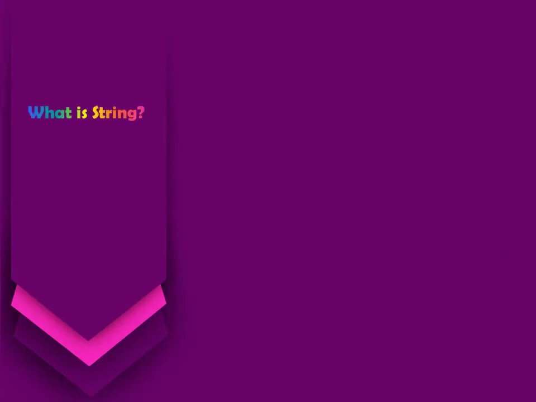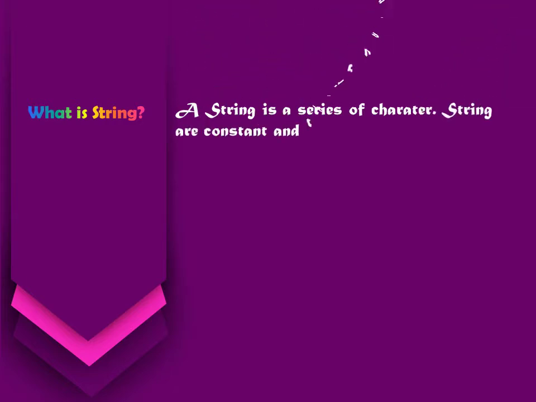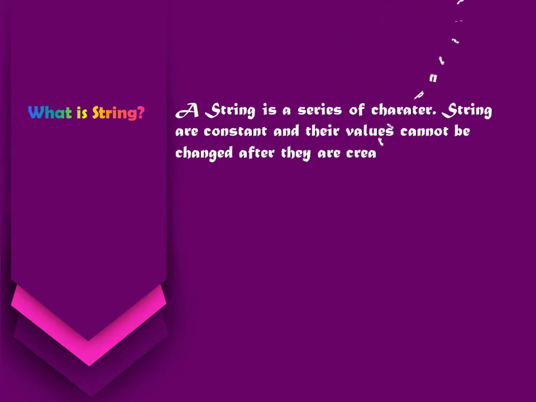What is a string? A string is a series of characters. Strings are constant and their values cannot be changed after they are created, but string objects can be shared.